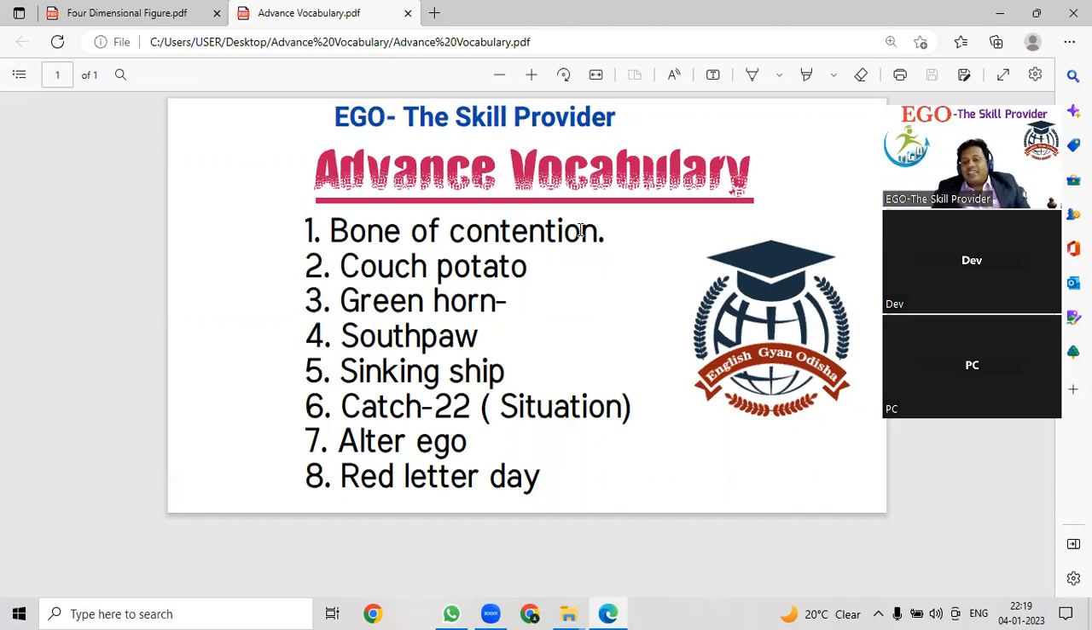And red letter day. There are so many days in your life because every day you are getting a new day. Suppose after sometimes you are going to sleep, again you will wake up. That's your habit. So 6 o'clock, that day is a new day for you. But there are certain days in your life.